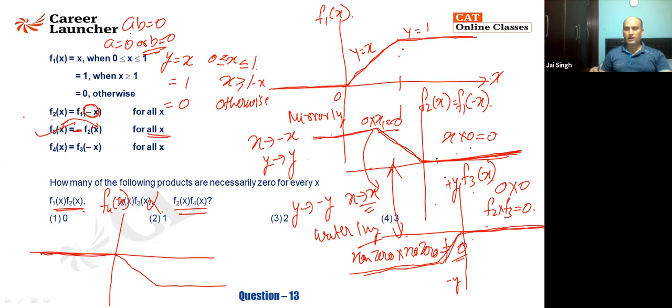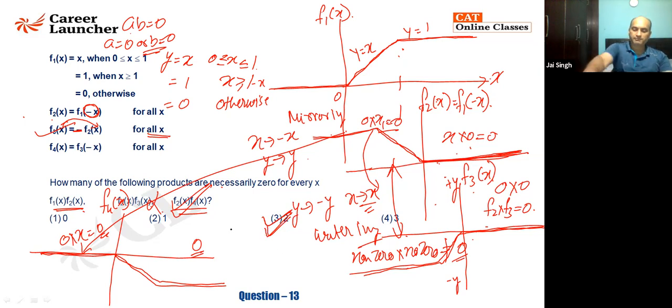Let's talk about the third option, F2 into F4. F2 is 0 for positive values, and this is non-zero. Non-zero into 0 is 0 always. For negative values, this is 0, this is non-zero. 0 into non-zero will come out to be 0 as well. So F2 into F4 will also be 0 for all values of x. So how many of the products will essentially be 0 for every value of x? I will say there are two products which will be essentially 0 for every value of x. I'm sure it is clear to all of you.